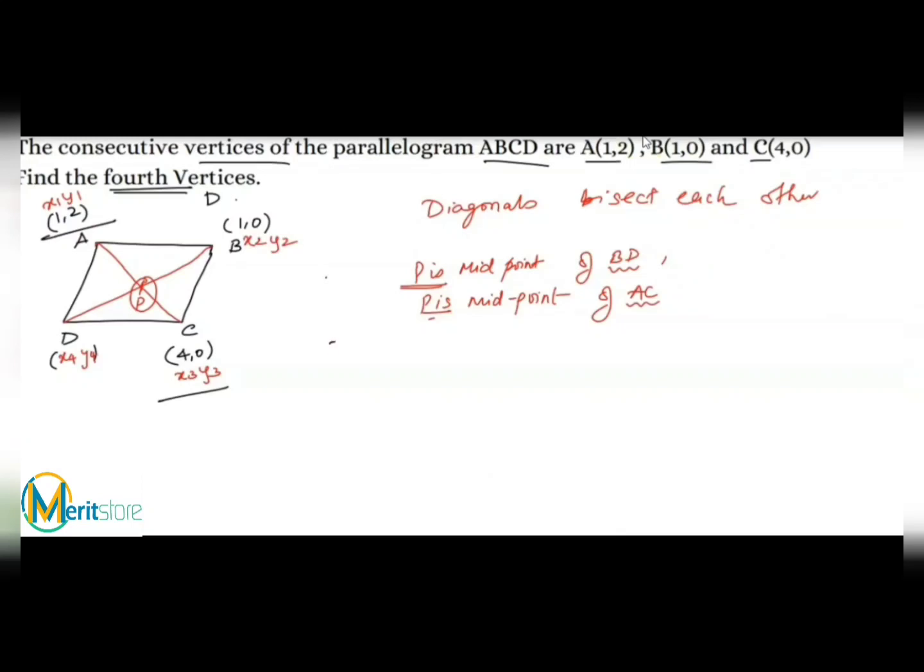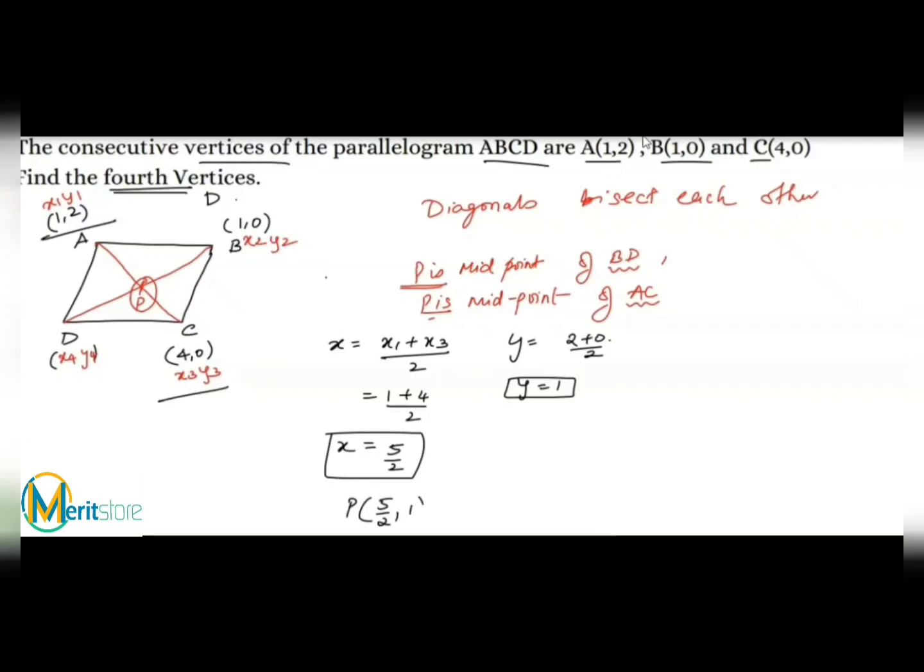Let's find out that. x is equal to (x1 plus x3) upon 2. x1 is 1, so 1 plus 4 upon 2. That makes it 5 upon 2. So x is 5 upon 2. y becomes 2 plus 0 upon 2. So y is 1. Now this is the midpoint P, here 5 by 2 and 1. This is equal to the midpoint of BD as well.